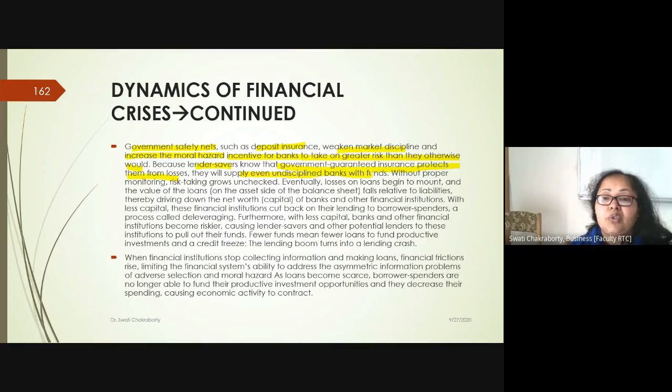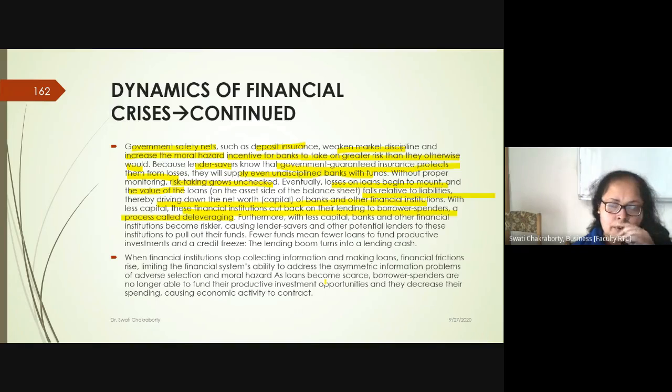Without proper monitoring, risk taking grows unchecked. Ultimately losses on loans begin to mount, and the value of the loans starts falling relative to their liabilities. Thereby it drives down the net worth of banks and other financial institutions. When there is less capital, these financial institutions cut back on lending to borrower spenders, which is a process called deleveraging.